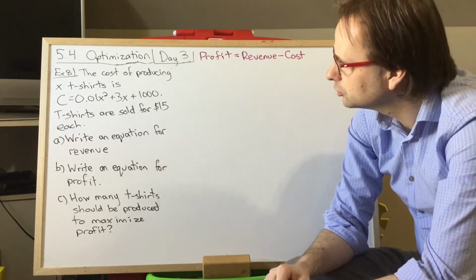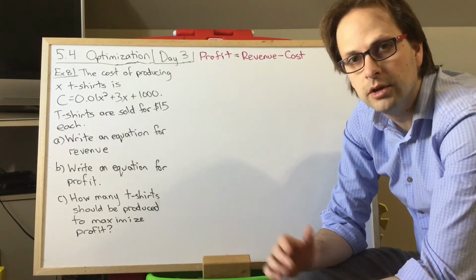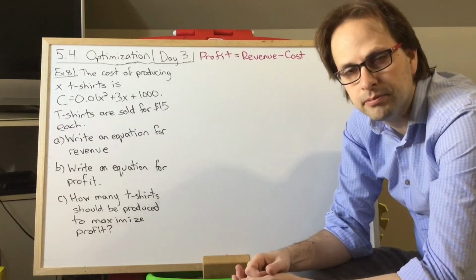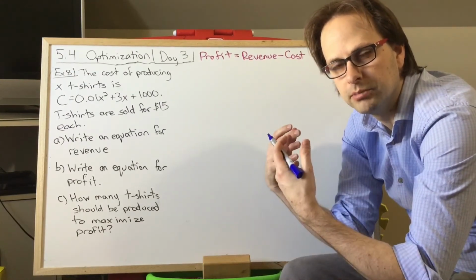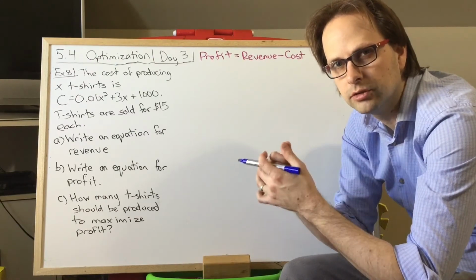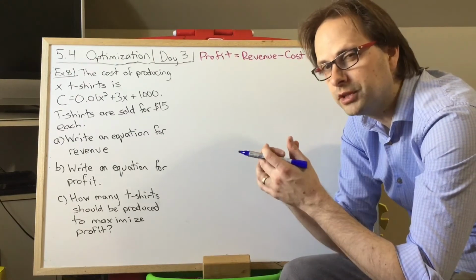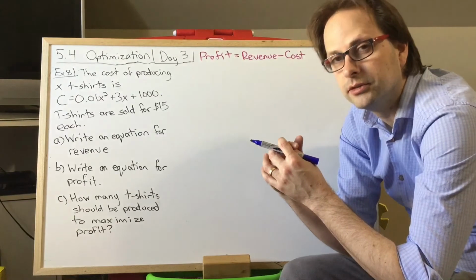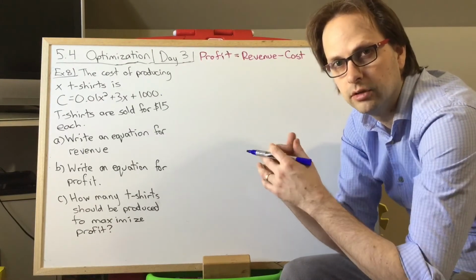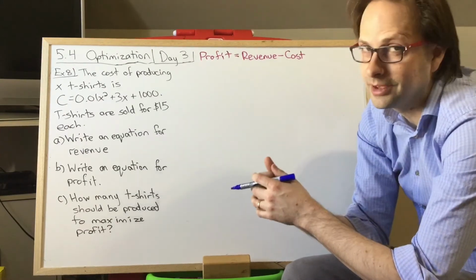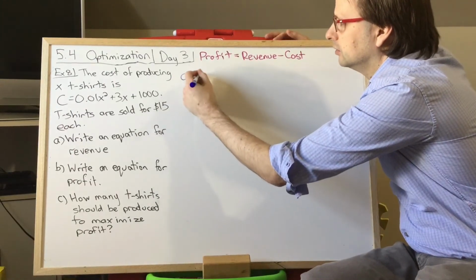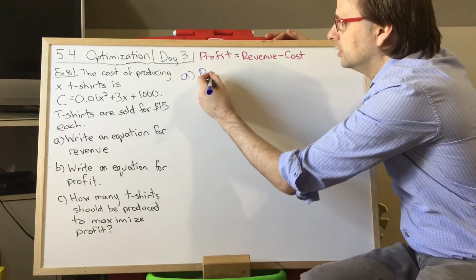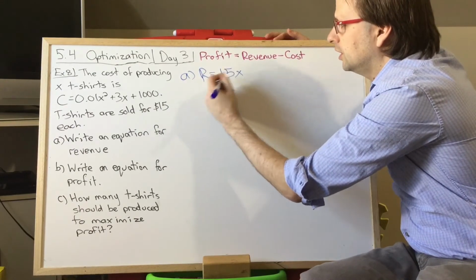And our first question is to write an equation for revenue. So revenue is the money that comes in. Let's think about it. If we sell one t-shirt, then $15 comes in. If we sell 2 t-shirts, then it's $30. If you sell 100 t-shirts, then it's 100 times $15 each. If you sell X t-shirts, it's going to be 15 times X. So revenue is going to be 15X.